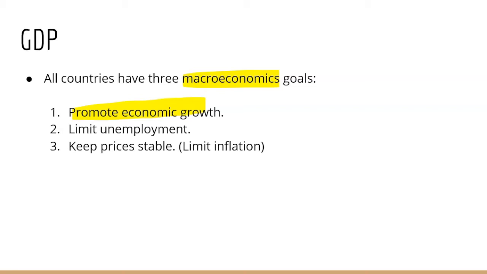Or in a depression. Number 2, they want to limit unemployment. No country wants to have 50% of its citizens being unemployed, right? So one of their 3 economic goals is to limit the amount of people that are unemployed. And lastly is to limit inflation, or in other words, to keep prices stable. You don't want to go to the grocery store one day and buy a carton of milk for $2 and then go into a grocery store a week later and have the same carton of milk be $15, right? That's just outrageous. And so the third macroeconomic goal is to keep prices stable.